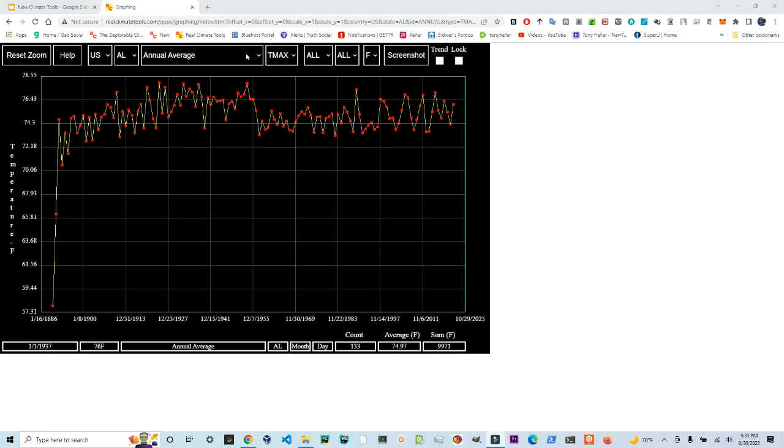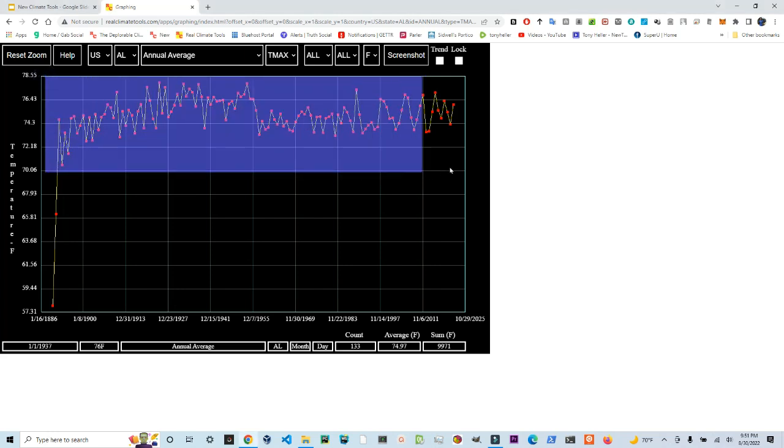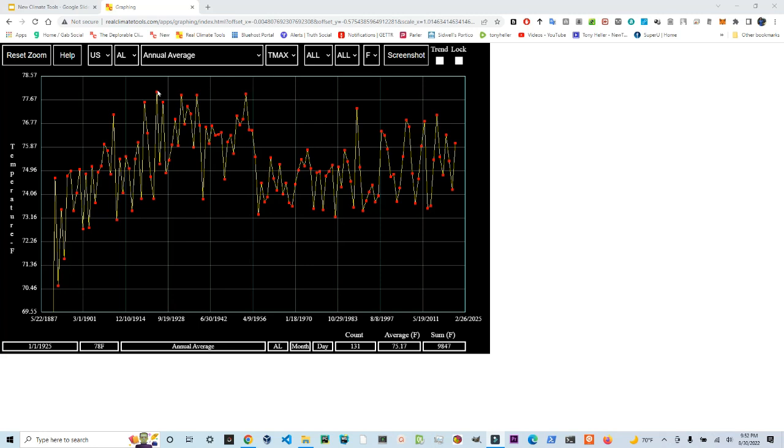What comes up is a graph of annual average maximum temperatures in the state of Alabama since the 1880s. We're going to zoom in on it by right-clicking the mouse and dragging a rectangle around the area of interest. We can see by moving the mouse around that the warmest years in Alabama were 1925 and 1954.